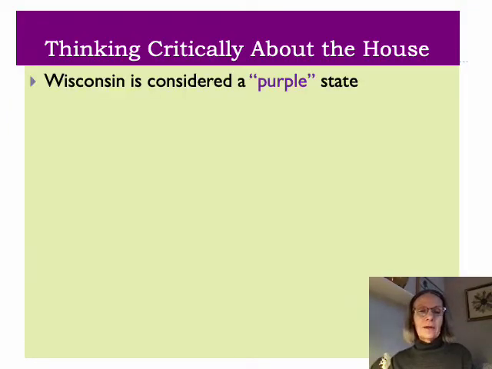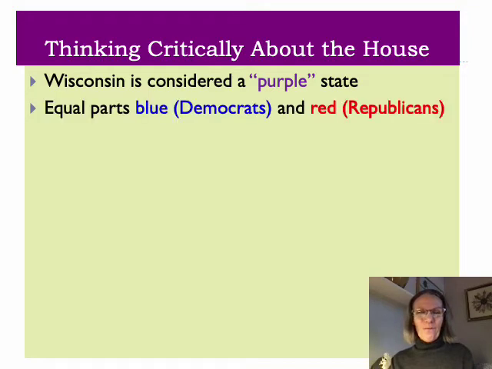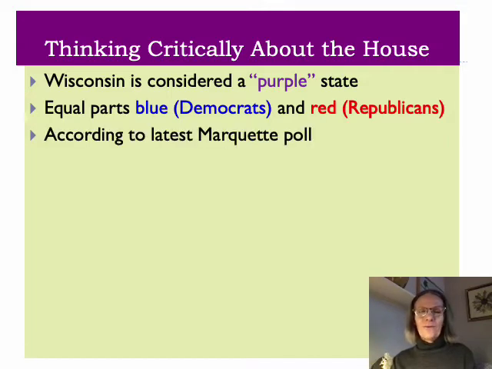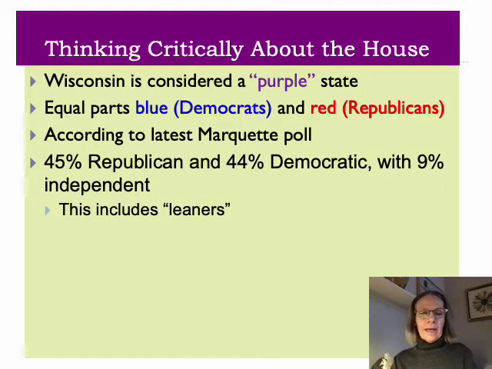So Wisconsin is considered a purple state, okay? I think most of you know what that means, but it's purple because Wisconsin is about equal parts Democrats, blue, and Republicans, red. When you look at the most recent Marquette poll, when you ask people what party they identify with, 45% say they identify with the Republican Party or lean towards the Republican Party, 46% say they identify with the Democratic Party or lean towards the Democratic Party, and 9% consider themselves to be independent. And that includes leaners.